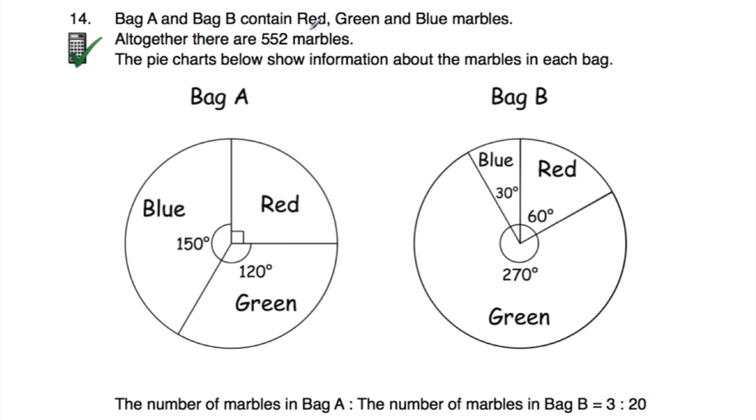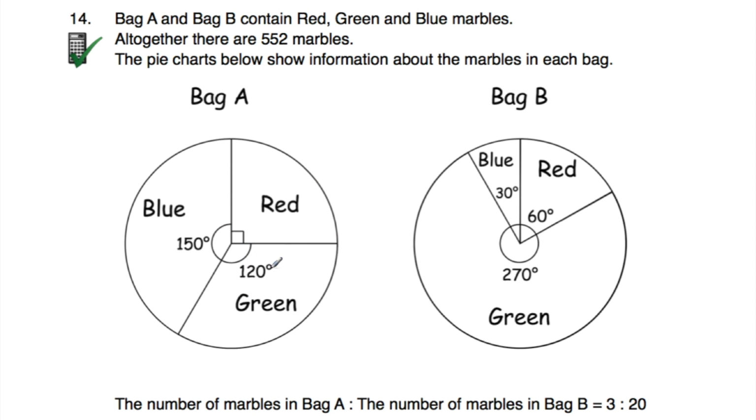Bag A and bag B contain red, green and blue marbles. And altogether there's 552 marbles. And the pie chart shows information about the marbles in each bag. So we've got some information. So in bag A, for instance, we know a quarter of them are red because it's a right angle.